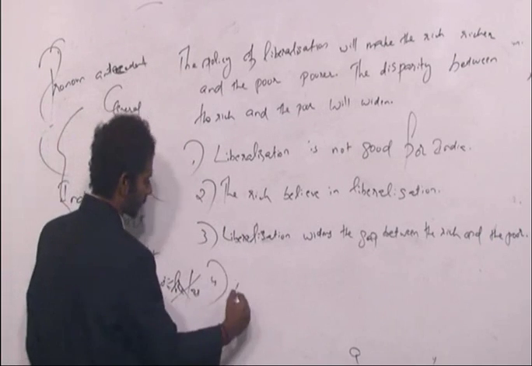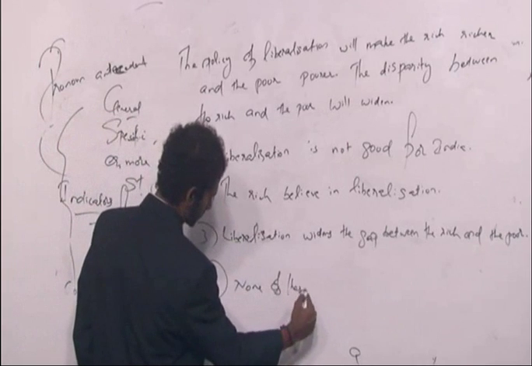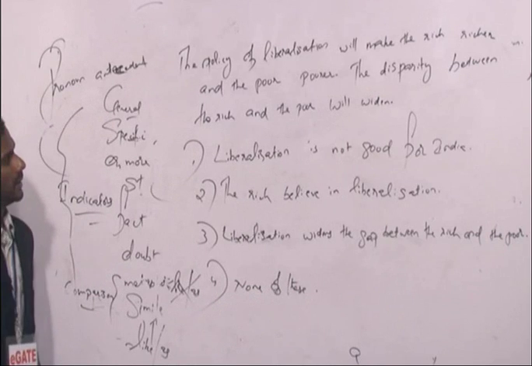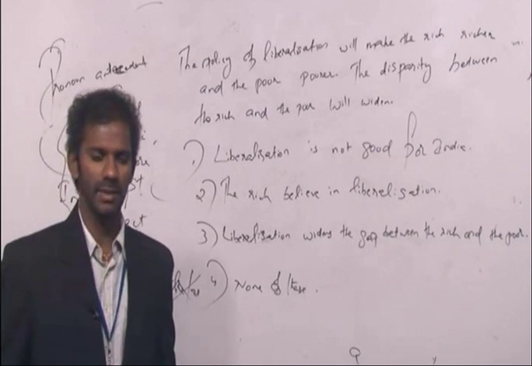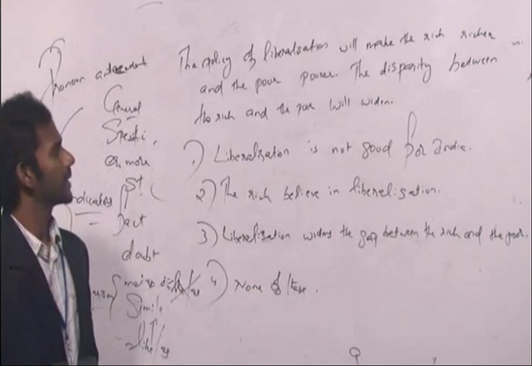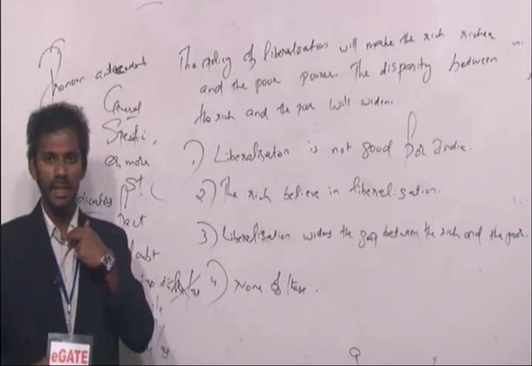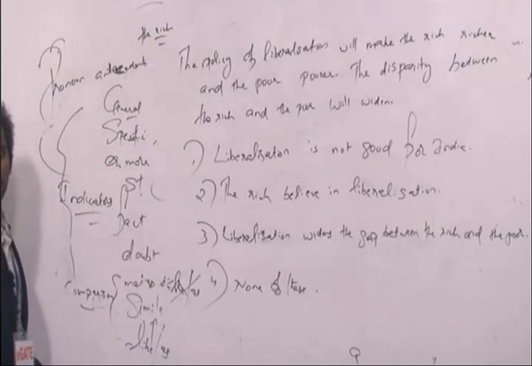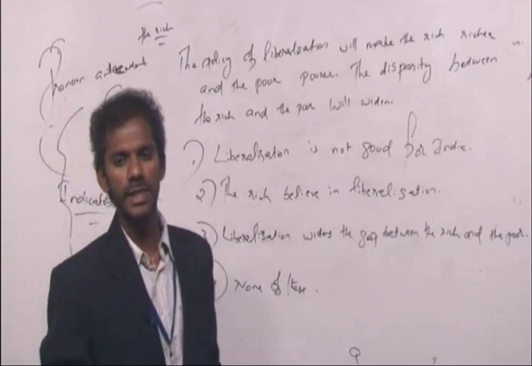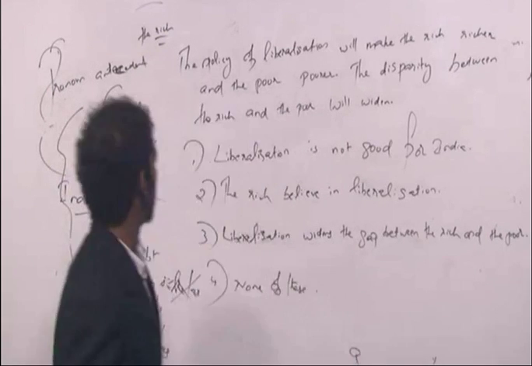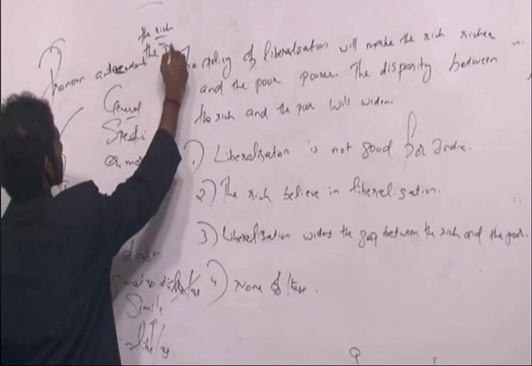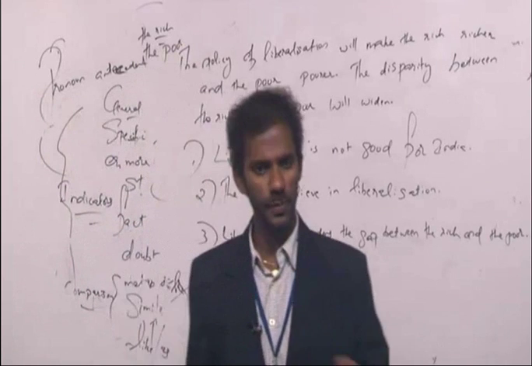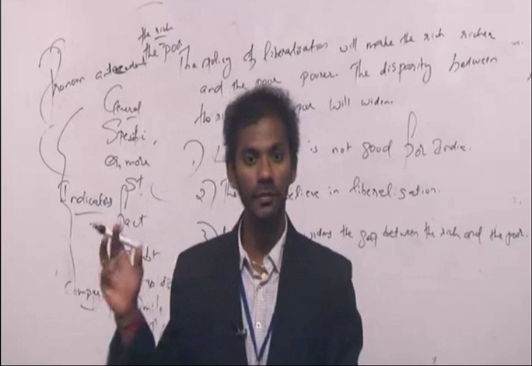Last option, none of these. None of these. Think well. The policy of liberalization, like giving freedom, etc. The policy of liberalization will make the rich richer. Now here, the rich is a phrase meaning rich people, right? And the poor is a phrase meaning poor people. The rich means rich people. The poor means poor people. Clear? These two are phrases, in fact, right?